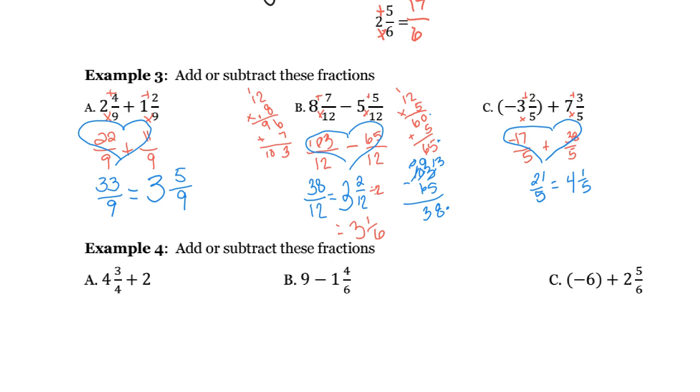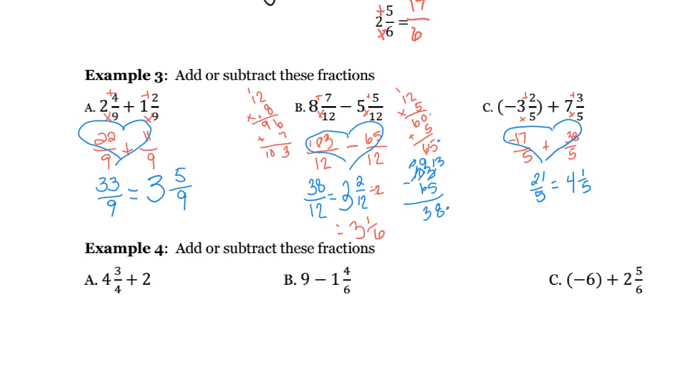Next one, C, was a little bit more straightforward, except there was a negative thrown in. So that changes to negative 17/5, and 7 3/5 turns into 38/5. Add them, okay, negative 17 plus 38. Really, you subtract, so you should get positive 21/5. And then 5 goes into 21 4 times at 20, and then there'll be 1 left over.